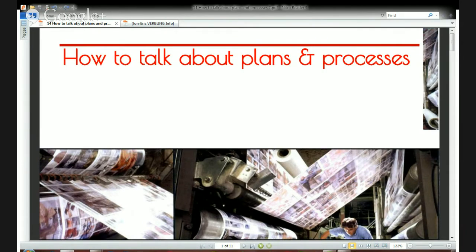It's an automated process. It's a mass production process. So these are all vocabulary words from the first class.